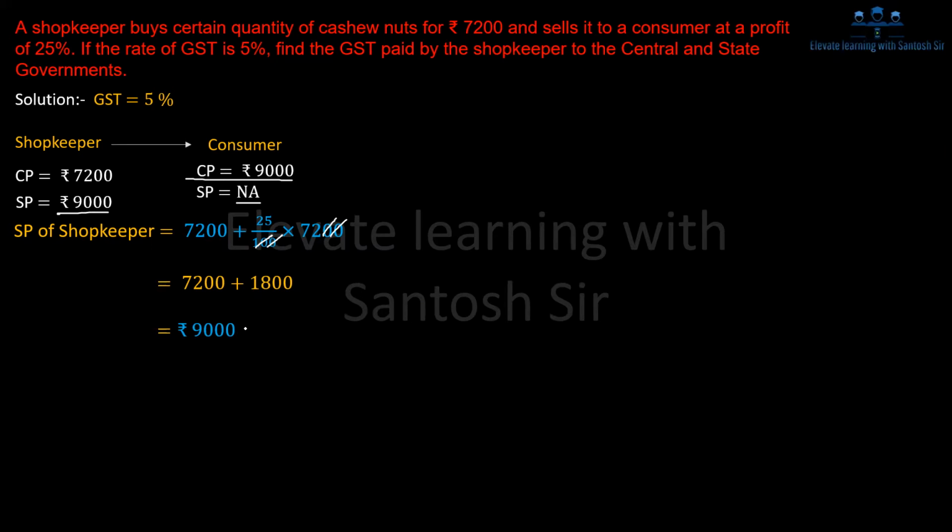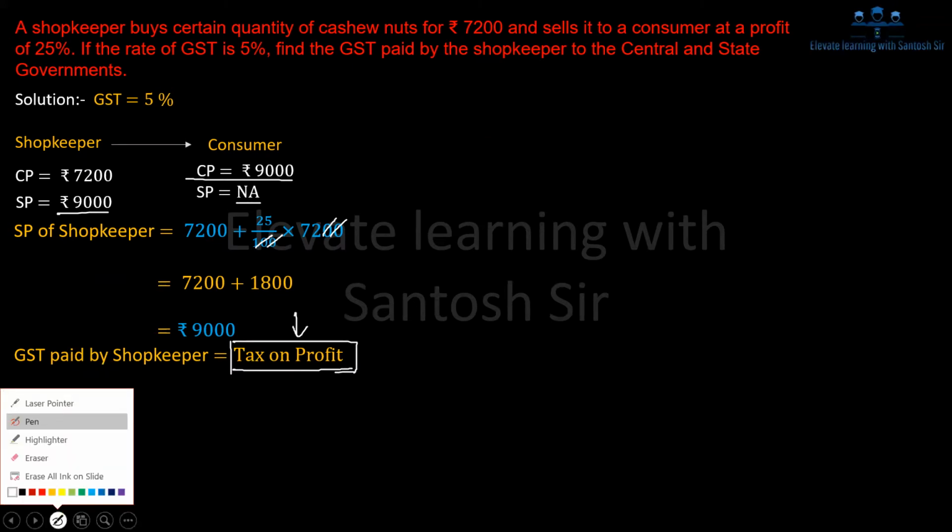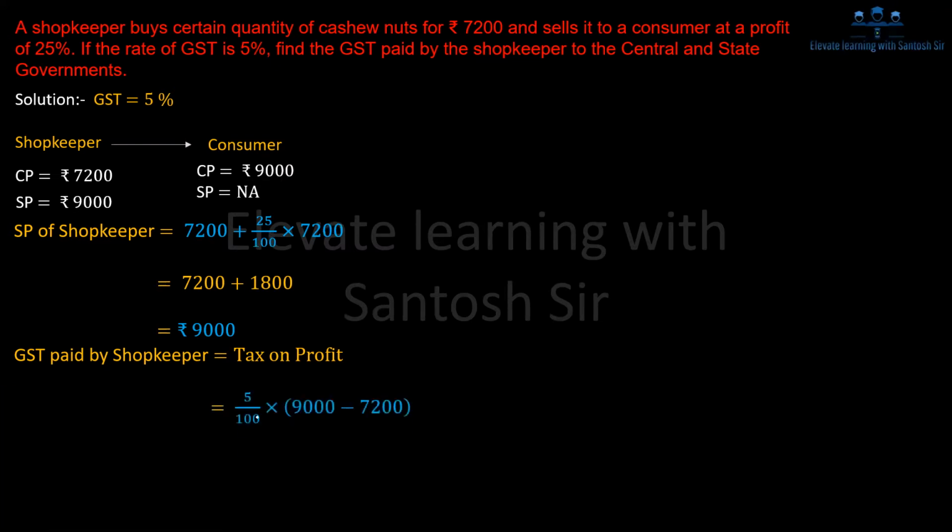Now GST paid by the shopkeeper to the government will be calculated by tax on profit. Remember I said net GST is also calculated by tax on profit, and this is one of my favorite methods of calculating GST. Now, tax, that is 5% on profit. What is the profit made by the shopkeeper? Profit has a very simple formula you have studied in the lower grades, that is SP minus CP, which is 9000 minus 7200. On solving it ahead, we can cancel out the zeros and we get the answer 90. So net GST paid by the shopkeeper is 90.